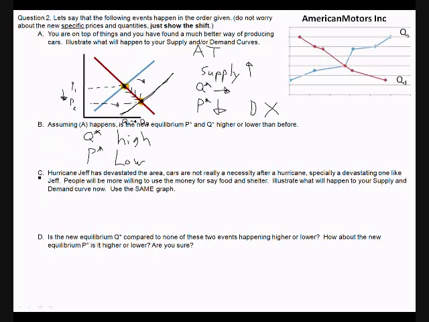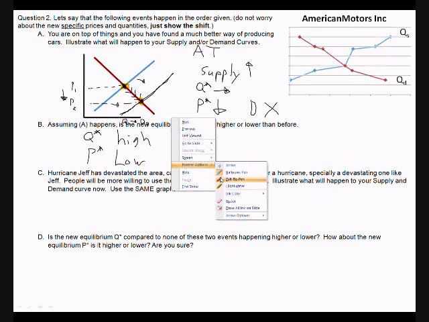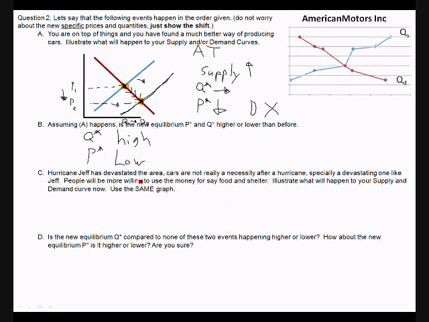Letter C. Hurricane Jeff has devastated the area. Cars are not really a necessity after a hurricane, especially a devastating one like Jeff. People will be more willing to use the money for, say, food and shelter. Illustrate what will happen to your supply and demand curves now. Use the same graph. So he tells us to use the same graph, and I'm not going to bother drawing a new one. Basically, the hurricane came, so demand went down. That's what we have to remember.